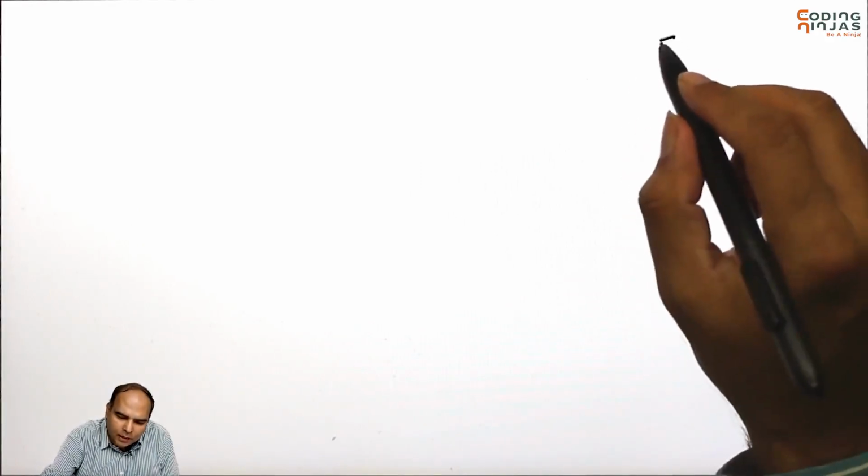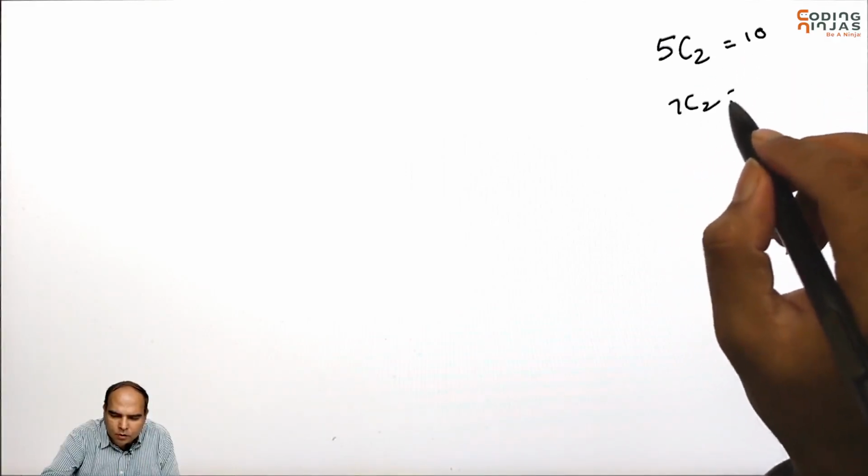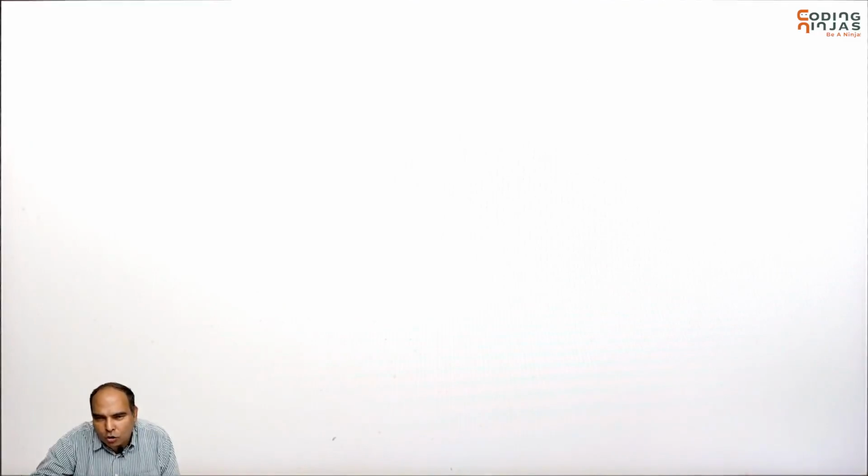So 5C2 is 10, 7C2 is 21, just so that you don't have to derive it every time. So whatever standard numbers you might come across, an 8C3 or 8C4 for that matter, or a 9C2, you can just start retaining those numbers rather than just solving it on your pen and paper. Also take it into your mind so that those numbers start getting retained.